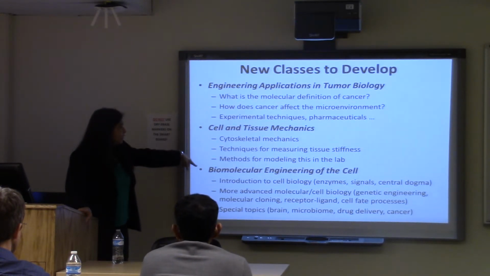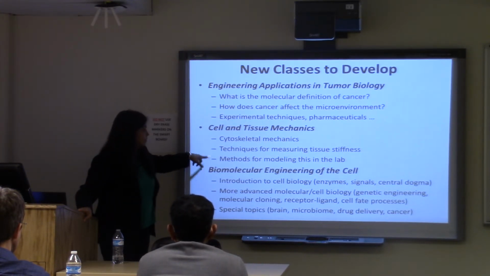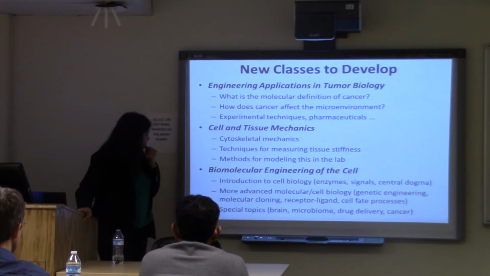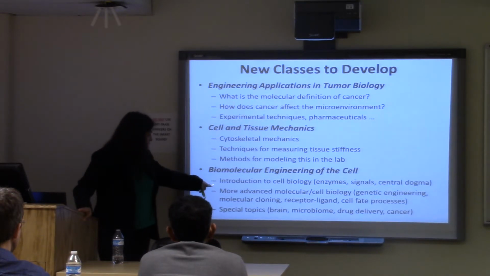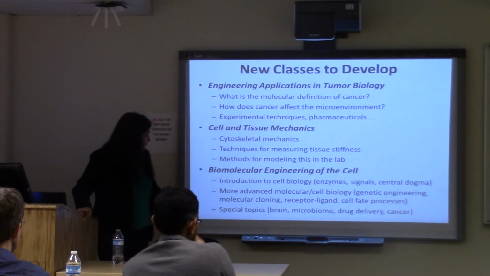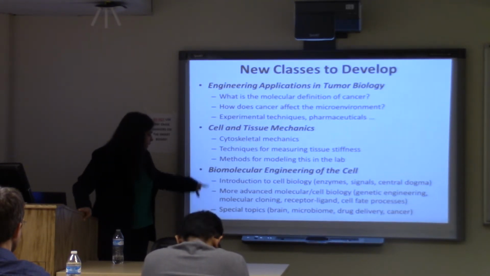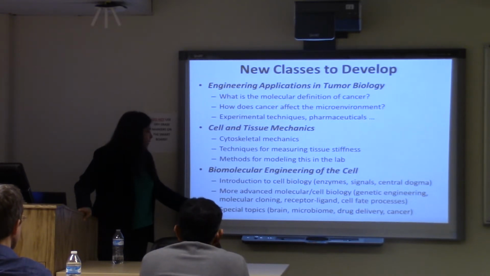And then I've mentioned cell and tissue mechanics. This would cover cytoskeletal mechanics, techniques for measuring tissue stiffness, methods for modeling in the lab. And then this is my biomolecular engineering of the cell class. And so it starts with an introduction to cell biology, then more advanced molecular and cell biology techniques, and then it ends with special topics. And I break it into this kind of series of segments.